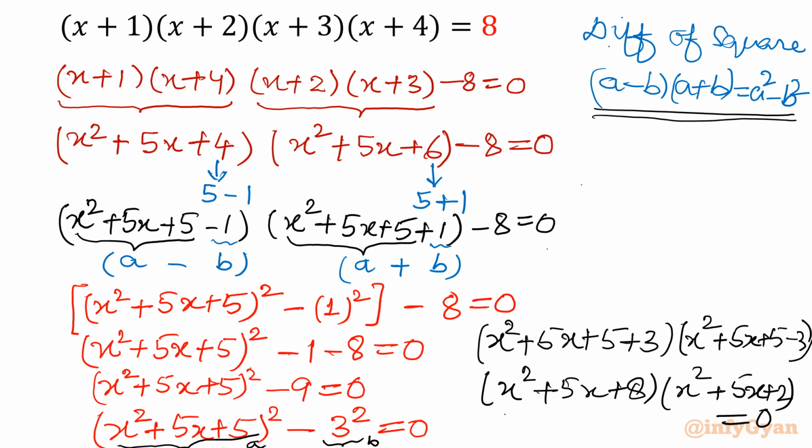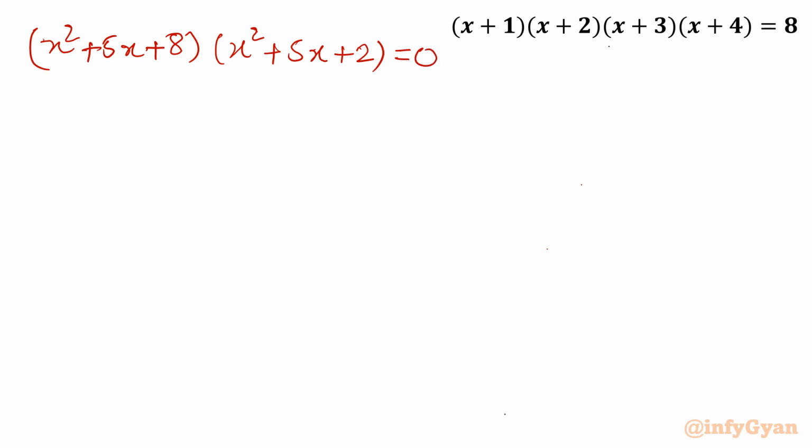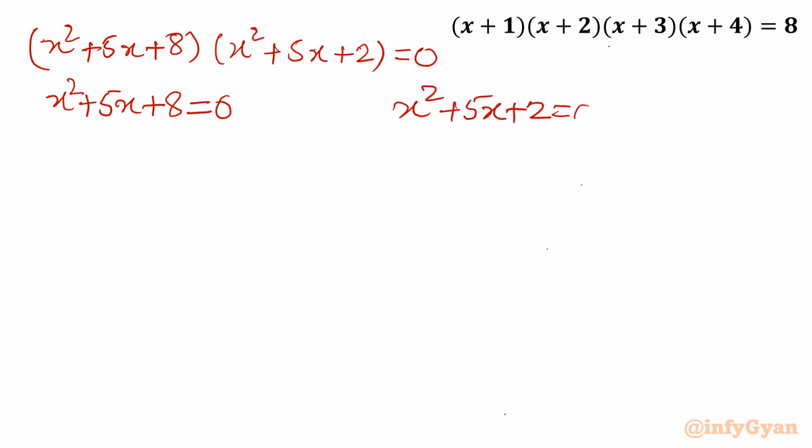Okay, so let's solve. (x square plus 5x plus 8) times (x square plus 5x plus 2) equal to 0. Now we will solve both of the quadratic equations for our quartic solution. So I am putting x square plus 5x plus 8 equal to 0 here, and I am writing x square plus 5x plus 2 equal to 0 here. Now we will solve both the equations.